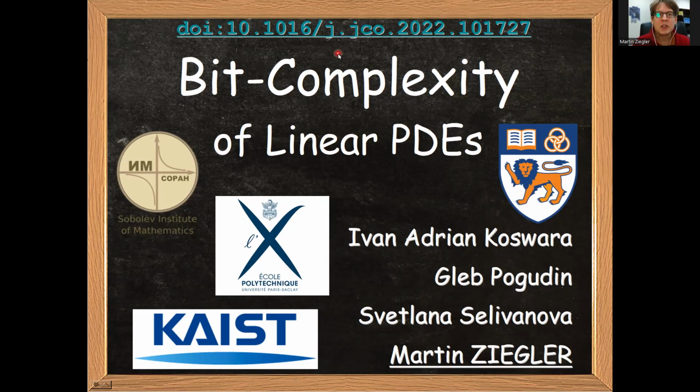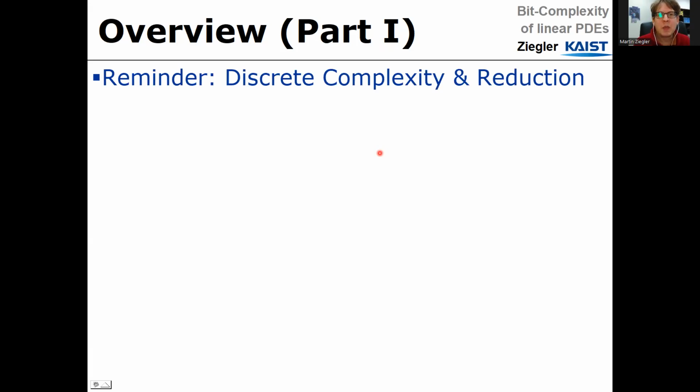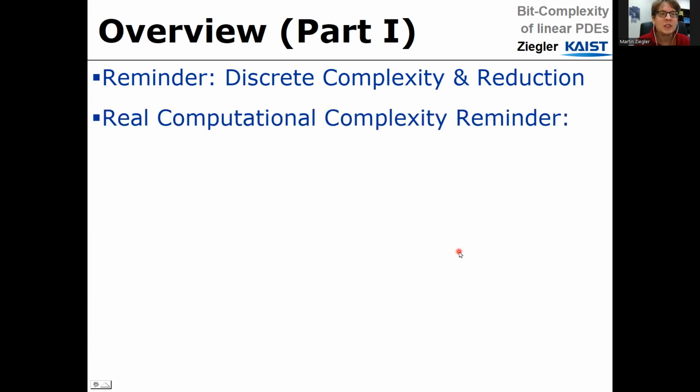So here you see the DOI reference for that publication, and I'm going to show you the overview of this first part of the talk, which will take roughly 1 hour. We'll start with a reminder of discrete complexity theory, like P versus NP, and with the notion of reduction that underlies the definition of completeness.